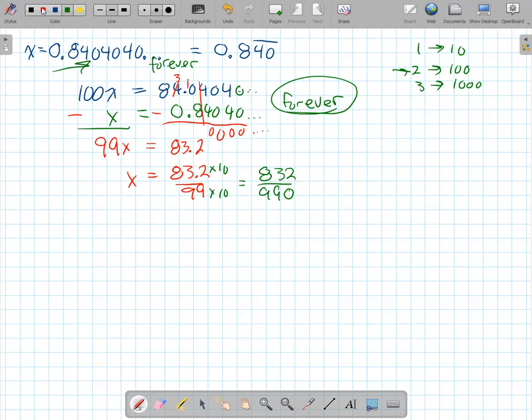I can reduce this, I might as well do that. So for sure I can see a 2 goes in the top and bottom. So what do we get? We get half of that, which is 416 over, let's see, I better double check this one. 2 goes into 9 4 times with 1 left over. 2 goes into 19 9 times with 1 left over, and then 5. There may be a common factor, but I'm thinking not.